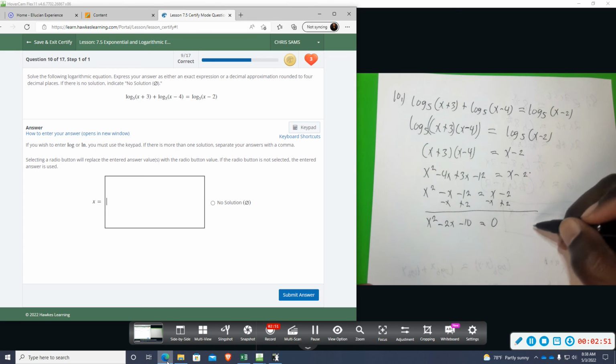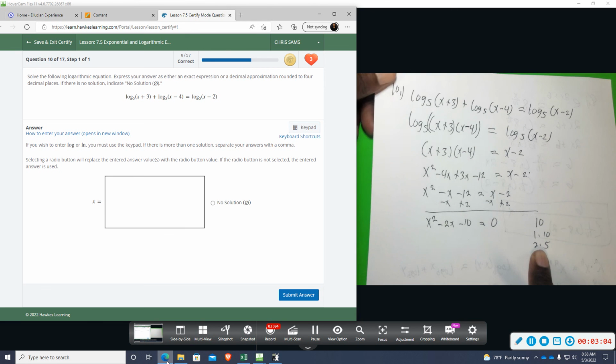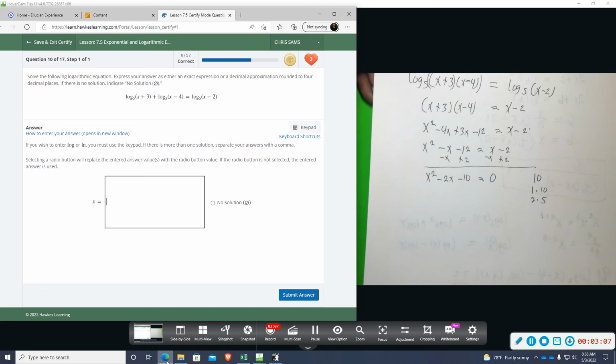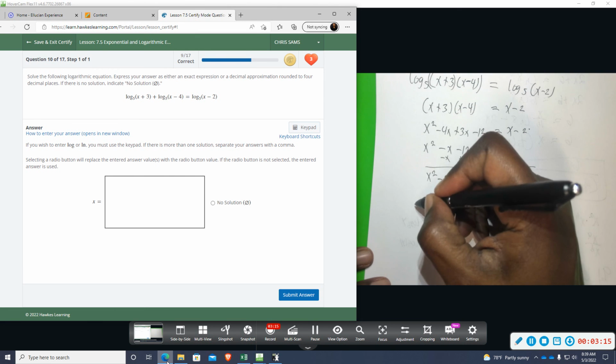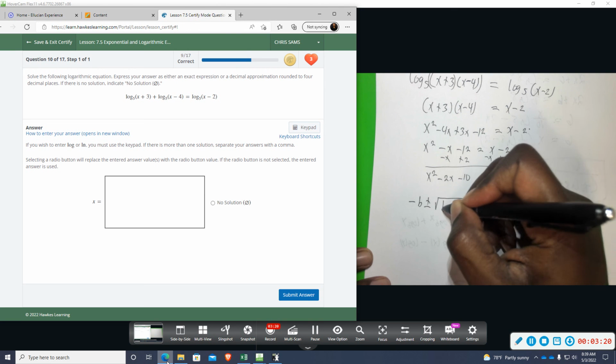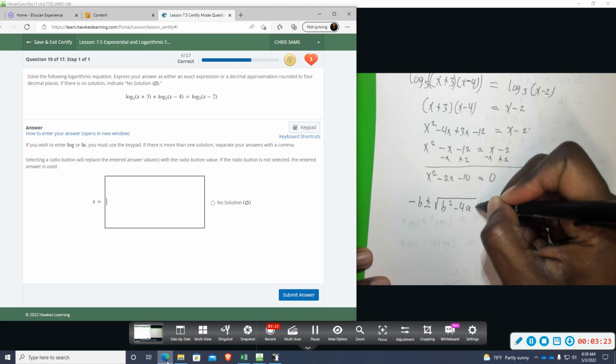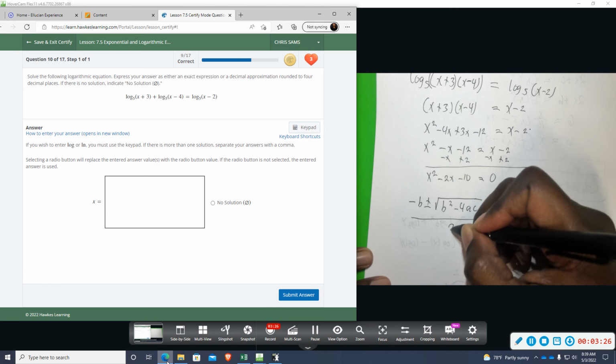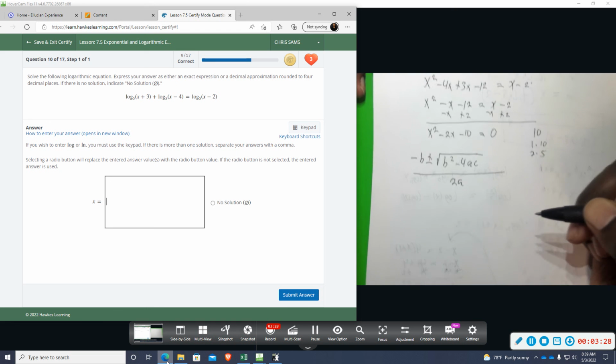I'm looking at the factors of 10, 1 and 10, 2 and 5, seeing if we subtract anything, will we get negative 2? It doesn't look like we will. So it looks like this term will not factor, and we're going to have to use the quadratic formula to solve this. Negative b plus or minus the square root of b squared minus 4ac, all over 2a. We're going to be plugging everything into this formula.